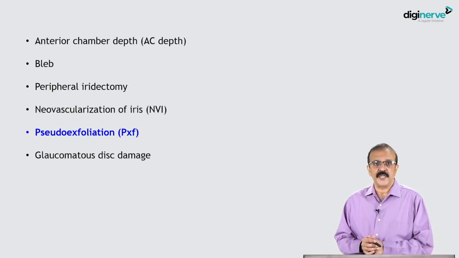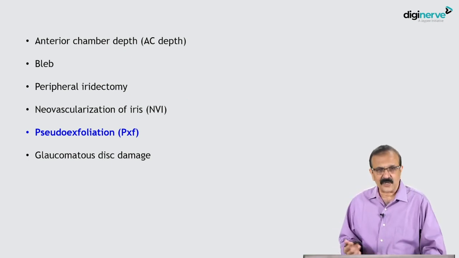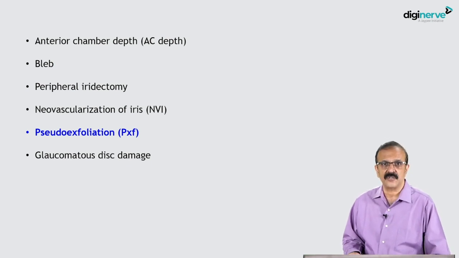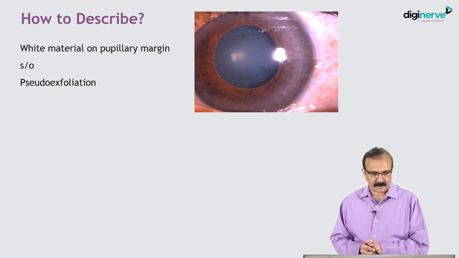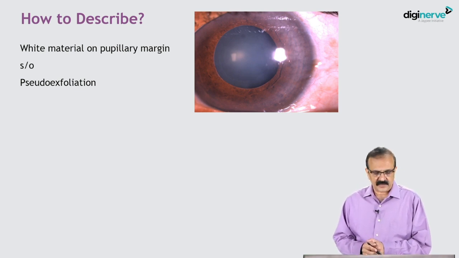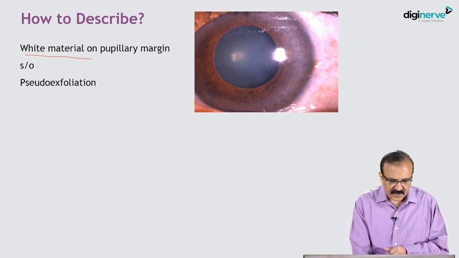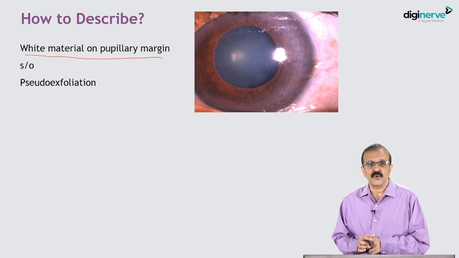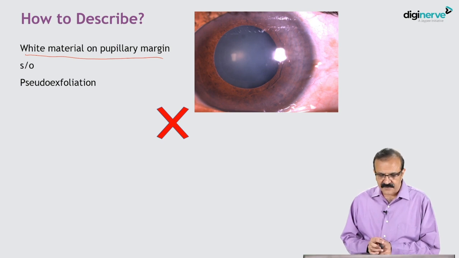How about pseudoexfoliation? Pseudoexfoliation, as I told you also, is often kept for your exam because it's a very common occurrence in day-to-day patients, and so they can easily get this case and keep it for your exam. How to describe? If you're not prepared, you would just say a white material or a white fluffy material seen on the pupillary margin, suggestive of pseudoexfoliation. That is not enough for getting good marks.